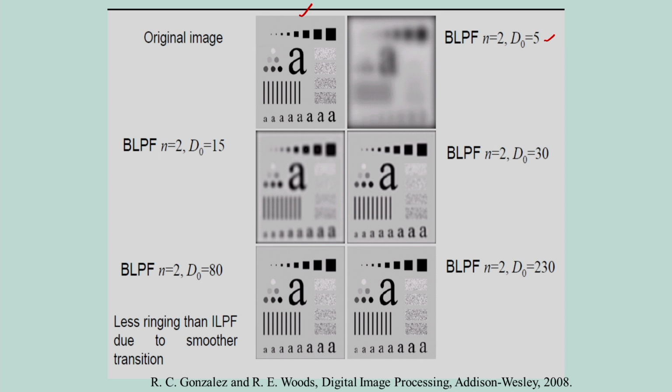And if I consider a higher value of D naught, suppose D naught is 15, corresponding to this I have the ringing artifacts because of the side lobes, the small lobes of the sinc function. And if D naught is very high, 230, then corresponding to this I have the impulse, that is, the sinc function will be converted into an impulse. Then I do not have the blurring effect. Then ringing will also be less because of the smoother transition from the pass band to the stop band. So you can understand the concept of the ringing artifacts and also the concept of blurring.